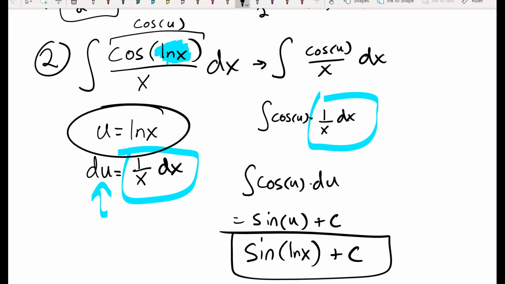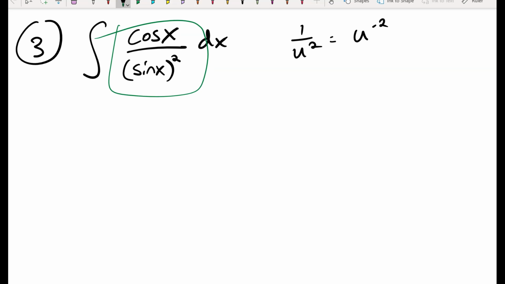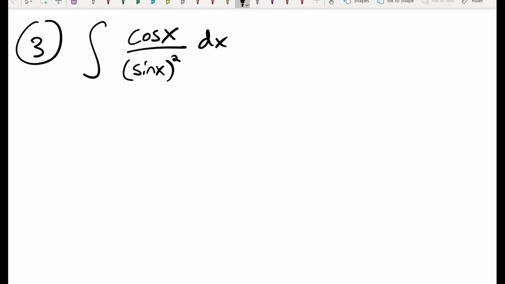For the third one, it's a little bit trickier about who to make u. But the concept is still the same. I'm looking for where is my composition of functions. So it looks like in the denominator, that sine of x squared, I don't know how to deal with that. But if that was just like 1 over u squared, I could make that u to the negative second, and I would know how to work with that. So those are my thoughts when I look at something like this, when I'm trying to think of who I should make u. So let's see what happens there.